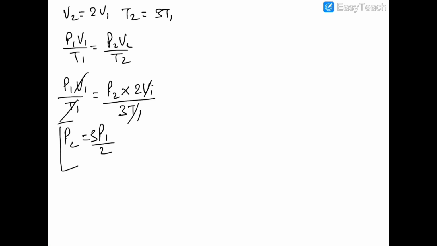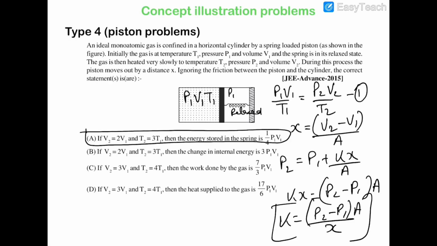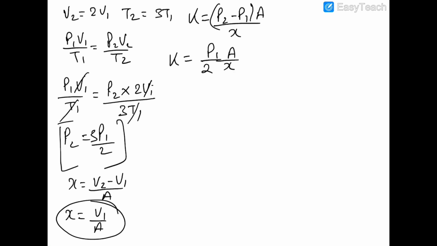into 3. So this is P2, and x will be V2 minus V1 by area. So x will be equal to V1 by A because V2 is 2V1. So if we substitute these values, then we will get K as P2 minus P1 into A by x. So K will be equal to P2 minus P1, which is P1 by 2, and A by x, and the value of x is V1 by A.